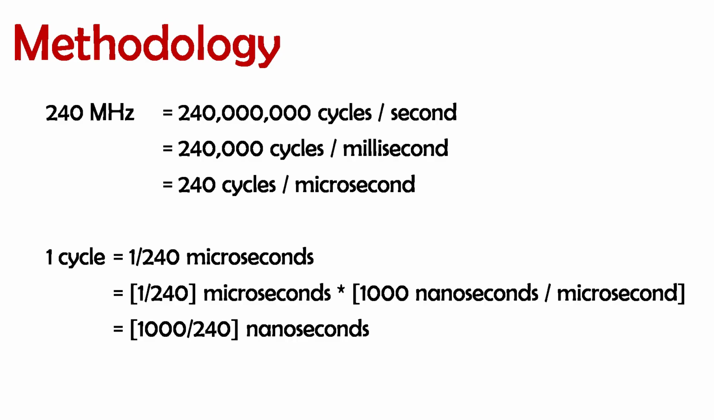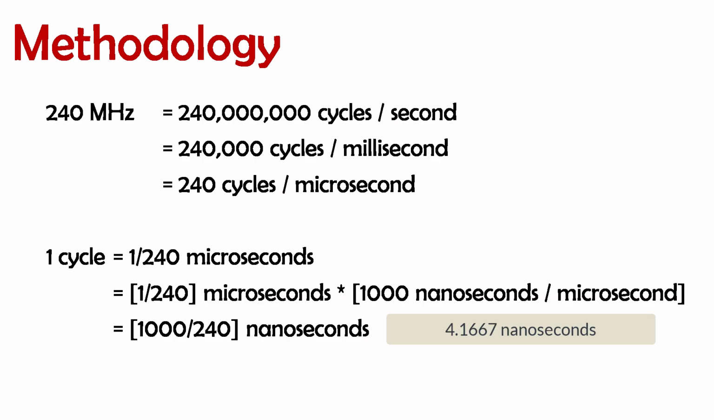The ESP32 should be running at 240 megahertz. I'll confirm that with that function call. If you're doing 240 million cycles a second, that means you're doing 240 cycles a microsecond. Rearranging that math, it takes 1 divided by 240 microseconds to run one cycle. If you want to convert to nanoseconds, you'd multiply it by 1,000.